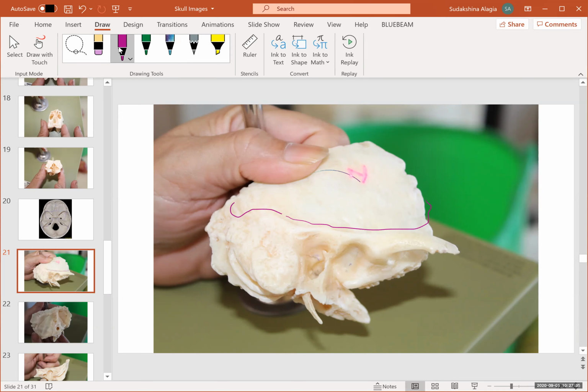This. So that's the squamous portion. And write it as squamous portion of temporal bone.